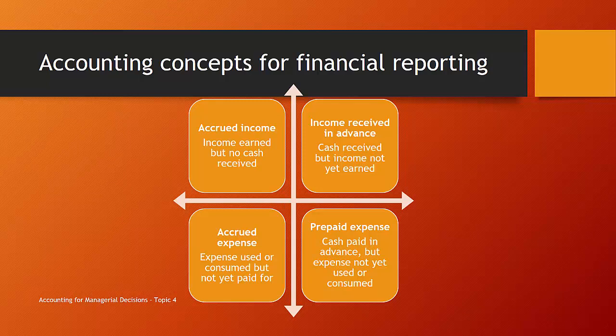So if we look at the top left quadrant, accrued income, in this case, income is earned but no cash received. An example of this is that you have provided a service. So you might have already provided accounting services, for example, and you've billed the client, but you have not yet been paid. The important thing though is you have done the work. So from a performance point of view, you would get to include that as revenue.